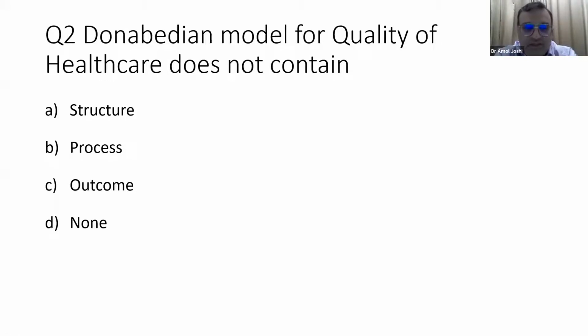Donabedian model for quality of healthcare does not contain: structure, process, outcome, none of the above. Okay. Somebody has answered C. Couple of them have answered D. Okay. It is basically okay.